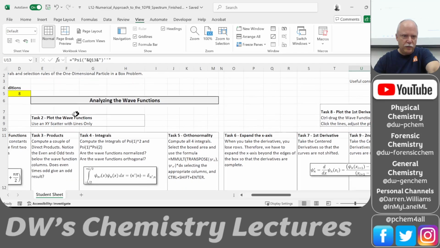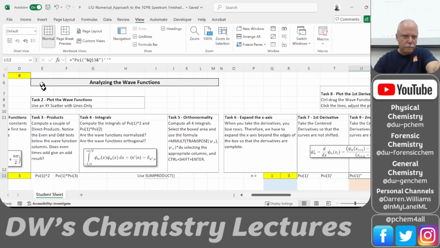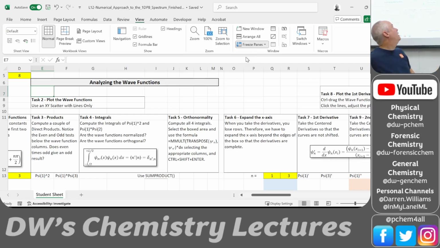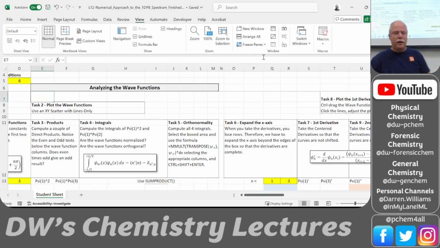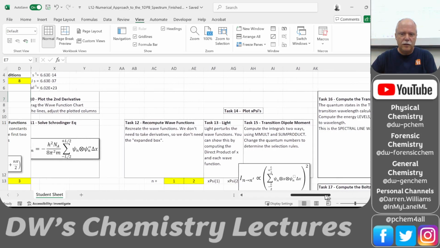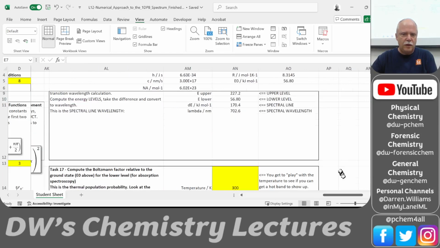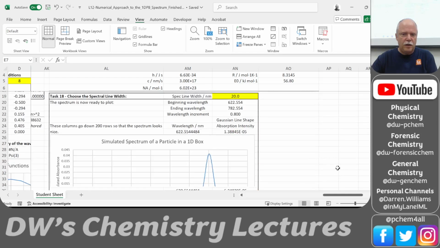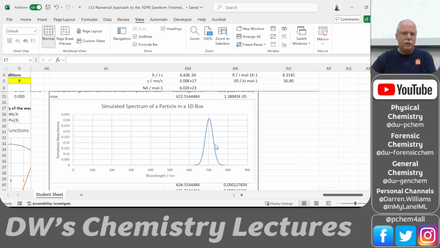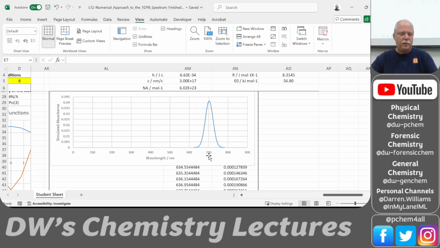All right, so I'm going to freeze this pane right here. Okay, so now when we go over here to the right, we can see the box length. See how convenient that is? So here's our spectrum.